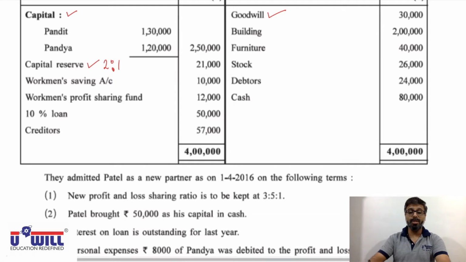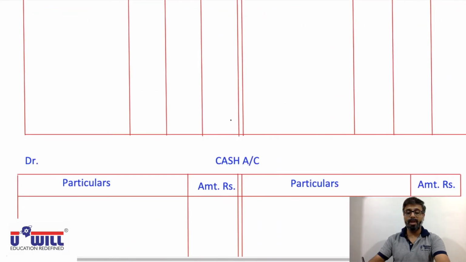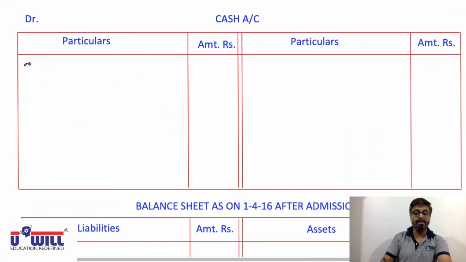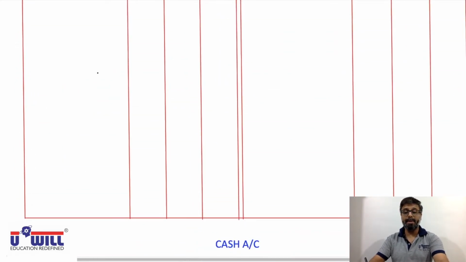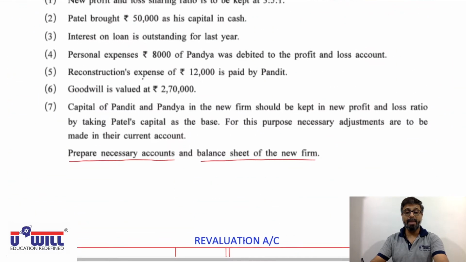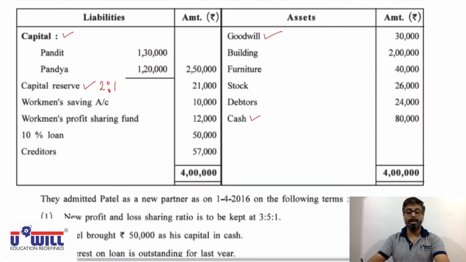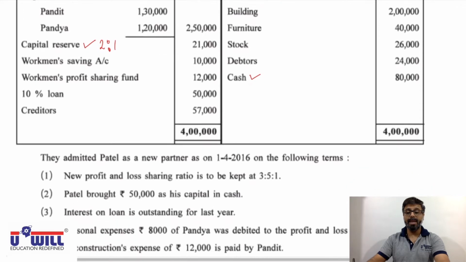Which other balance do we record in the beginning? Cash balance. Put a tick on cash. Cash is 80,000. So in cash account we'll write on the debit side. Cash always has a debit balance. So all of you write down in cash account on the debit side to balance brought down 80,000. So 2 opening balances we have recorded: capital balance 1,30,000 and 1,20,000 in partners capital account on the credit side, and cash balance 80,000 in cash account on the debit side.